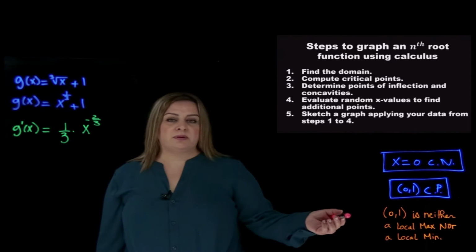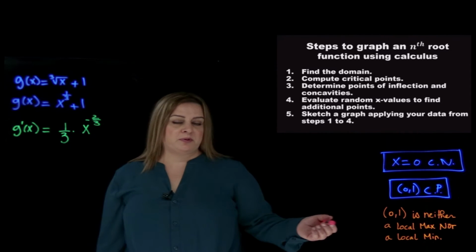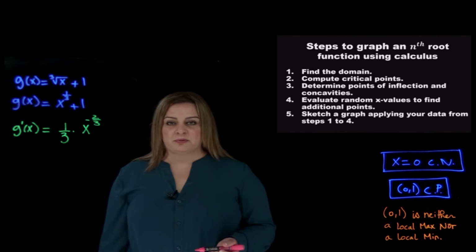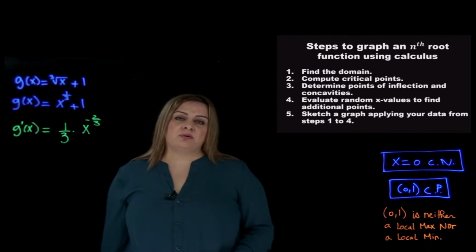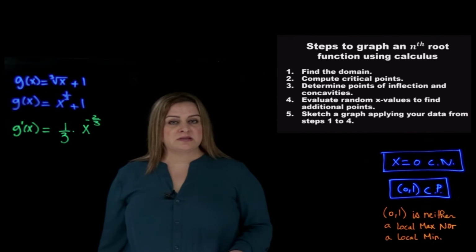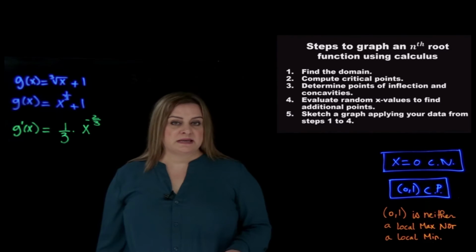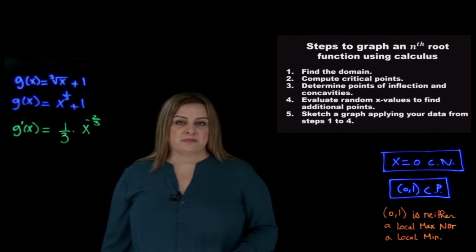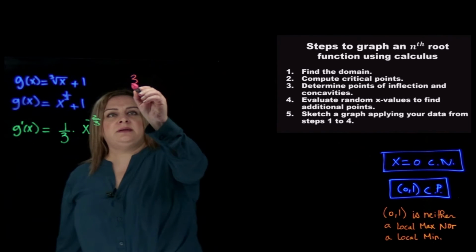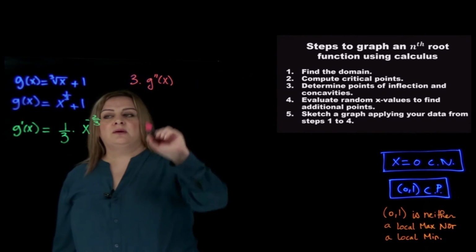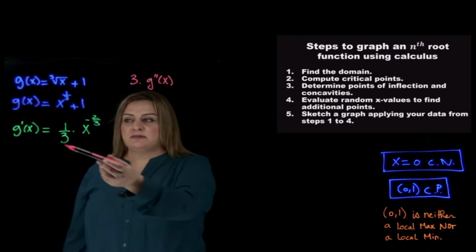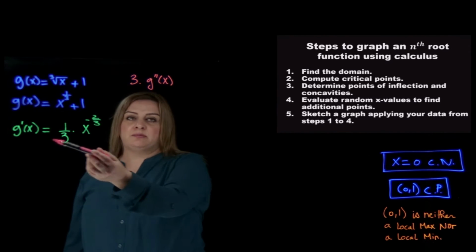I wrote the data we collected from the previous step on the side. Now we move to step 3. Step 3 says to determine the points of inflection and concavities. Anytime we're asked to find points of inflection, we know that we have to compute the second derivative of our function and set it equal to 0. So step 3, we will compute g double prime of x. We will do that by applying the first derivative to g prime of x.